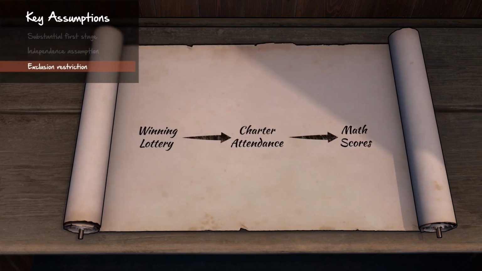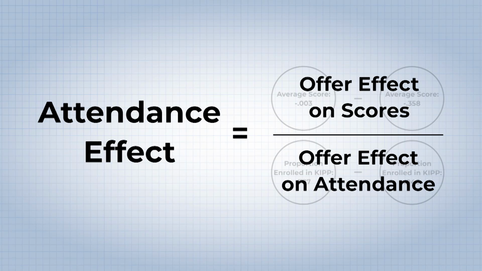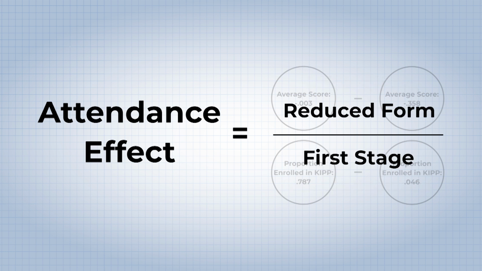Finally, we require the instrument change outcomes solely through the variable of interest, in this case attending KIPP. This assumption is called the exclusion restriction. The causal effect of KIPP attendance can therefore be written as the ratio of the effect of offers on scores in the numerator over the effect of offers on KIPP enrollment in the denominator. The numerator in this IV formula, that is the direct effect of the instrument on outcomes, has a special name. This is called the reduced form. The denominator is the first stage.